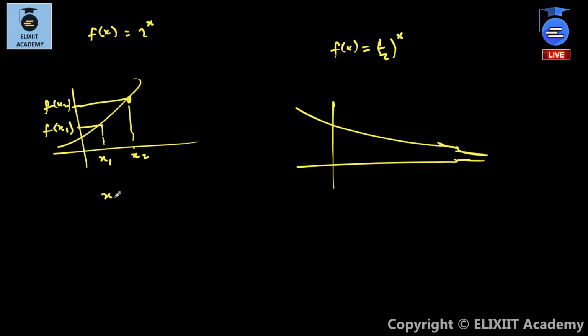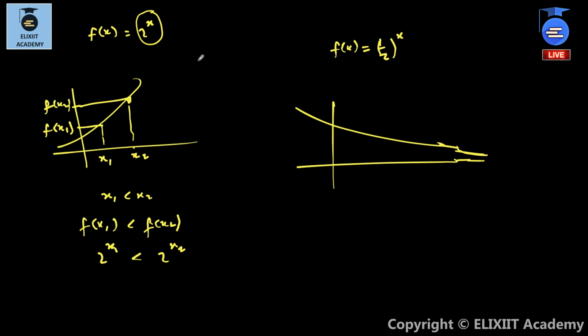So you can see that when x1 is less than x2, f of x1 is less than f of x2. Orientation will not change. F of x1 means 2 to the power x1, which will be less than 2 to the power x2. Again, you can verify this with the help of examples also.